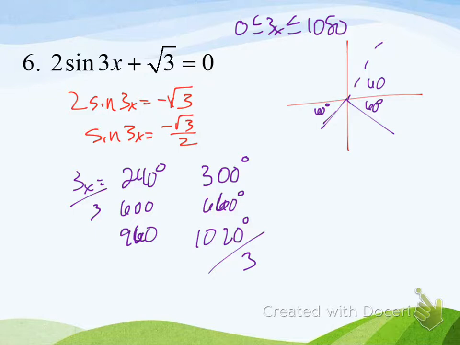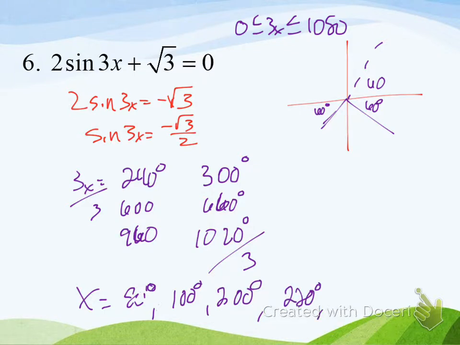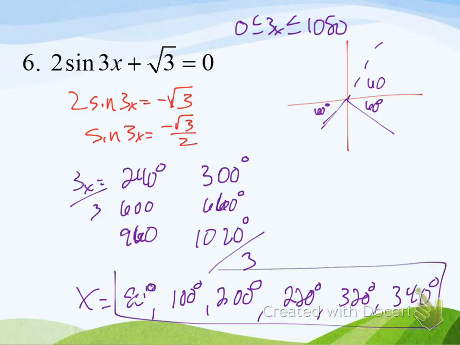So we're going to want to divide all of those by 3. Right, so we get 80, 100, 200, 220, 320, and 340. And those are our solutions. Okay? All right.